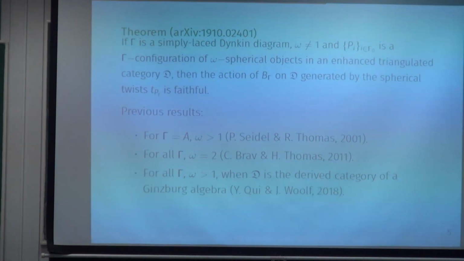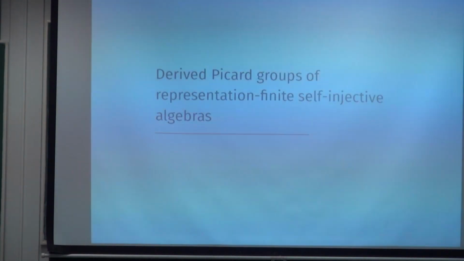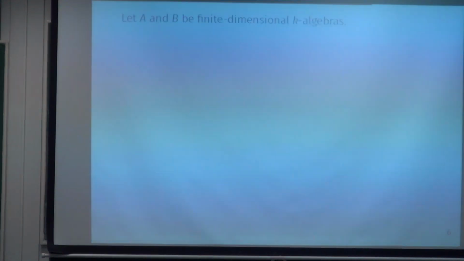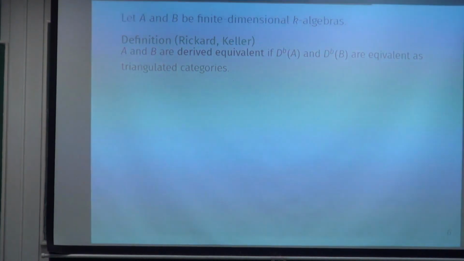Okay, so now for the second part, which is about the derived Picard groups of representation finite self-injective algebras. So as before, let me begin with a few definitions. Let A and B be finite dimensional K-algebras, K is still a field. We say that they are derived equivalent if the bounded derived categories are equivalent as triangulated categories. So this is a natural analog of the classical Morita equivalence. It is strictly weaker, but it's still a nice equivalence relation.